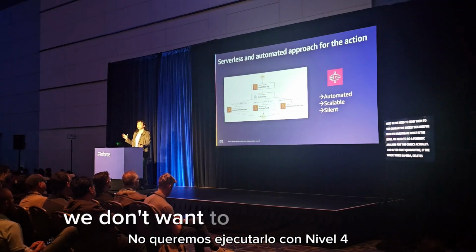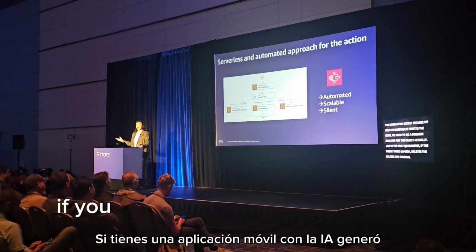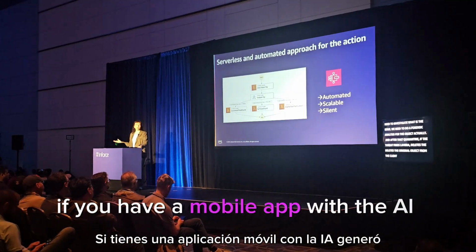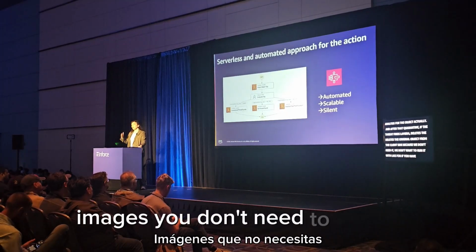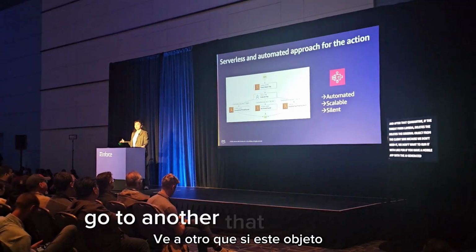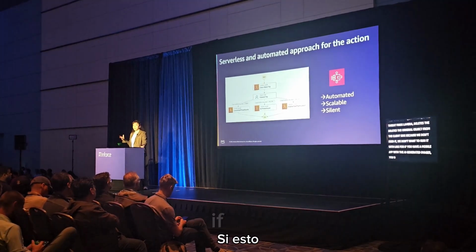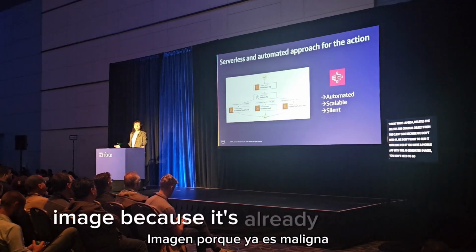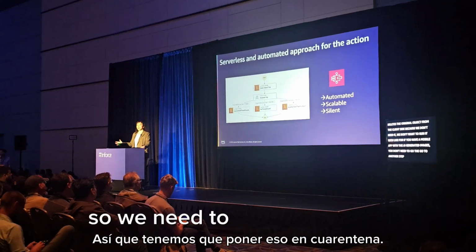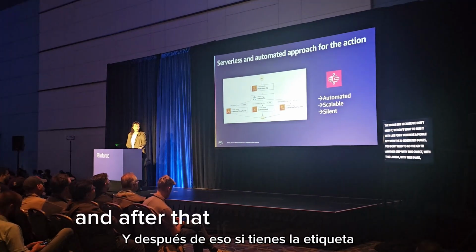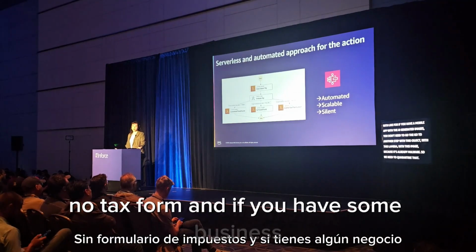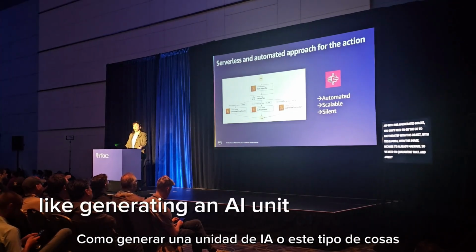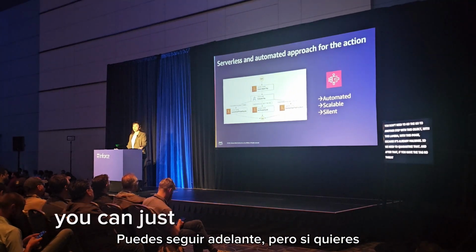We don't want to run it further. If you have a mobile app with AI-generated images, you don't need to go to another step with this object, with this image, because it's already malware. So we need to quarantine that. And after that, if you have the tag no threats found, and if you have some business logic like generating an AI image or this kind of stuff, you can just move on.